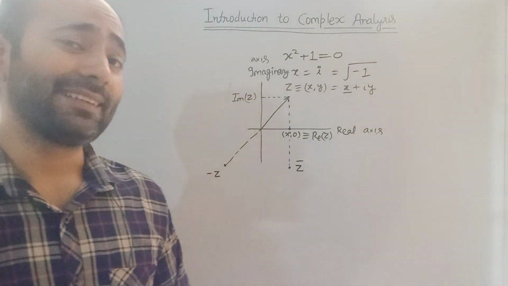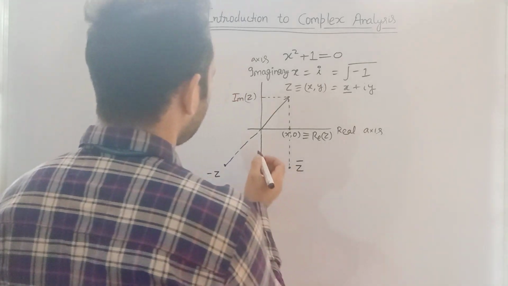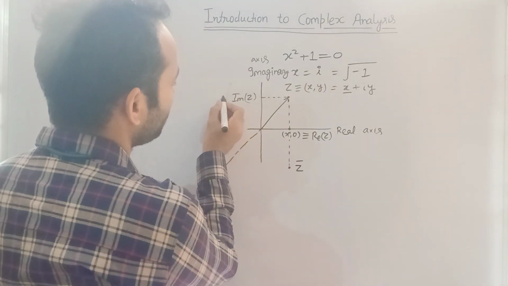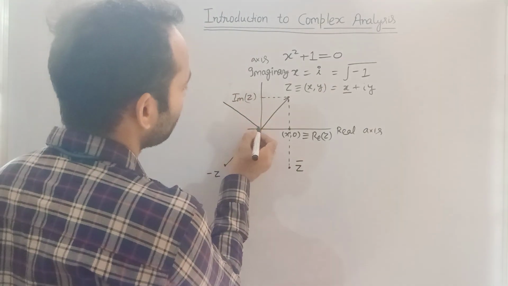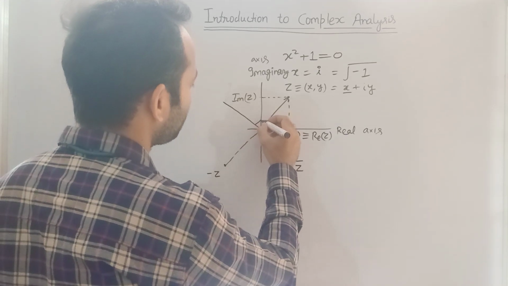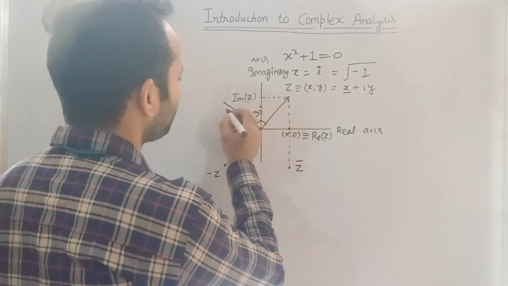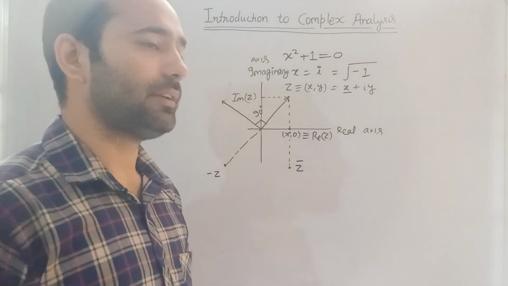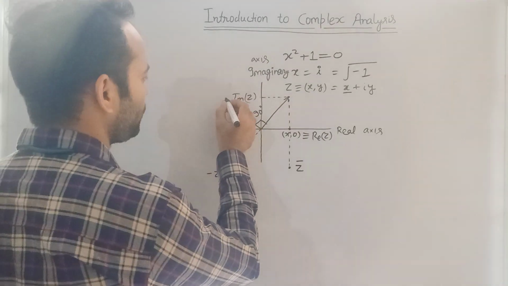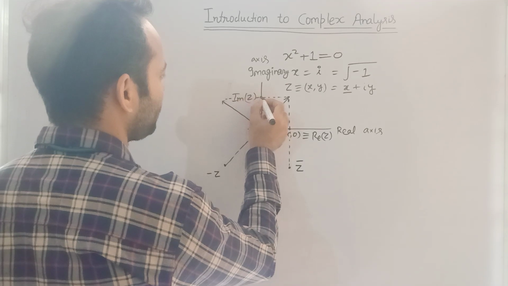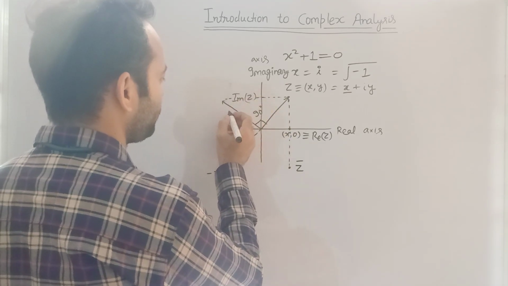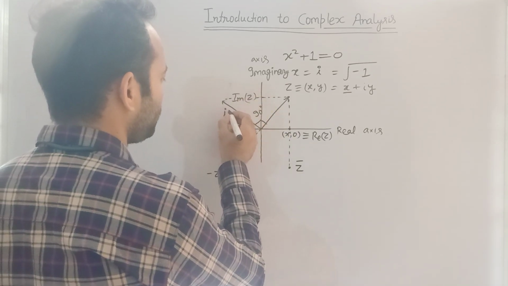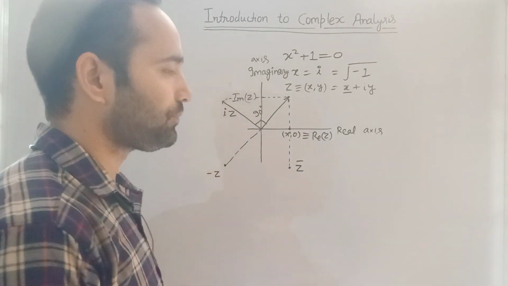Tell me what is i into z? So i into z is going to be something like this, if this angle is going to be 90 degrees. This is just to understand. You can prove it further in the lecture. So this is going to be i into z. All right.